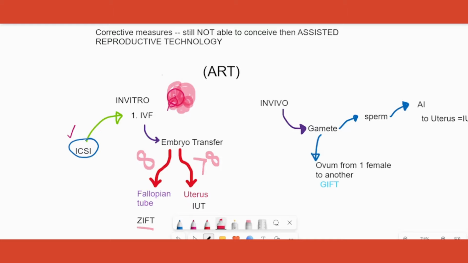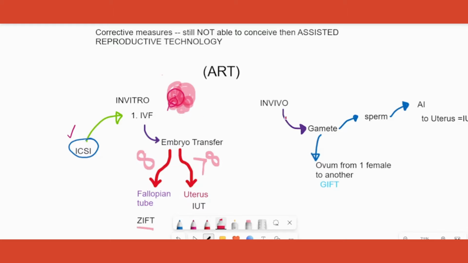First one is called ZIFT. ZIFT means you are transferring the zygote, because it is a very less developed stage. Zygote intrafallopian transfer, transfer into the fallopian tube. Another one is if the blastomeres are more than 8, that is, the zygote has divided so much that it is probably at the 8 or 16 cell stage, then you transfer it to the uterus, and that is called intrauterine transfer. Alright, so that's about embryo transfer, both cases.